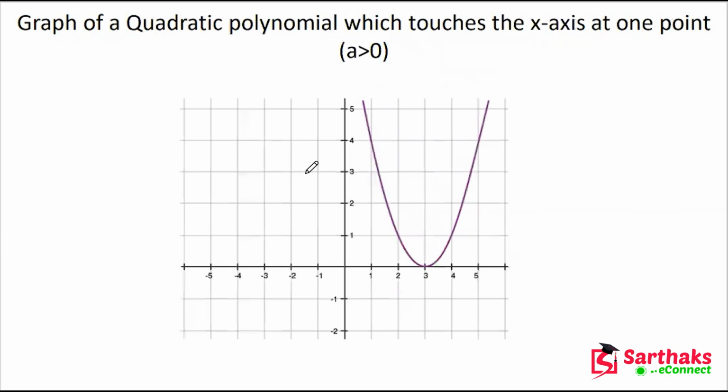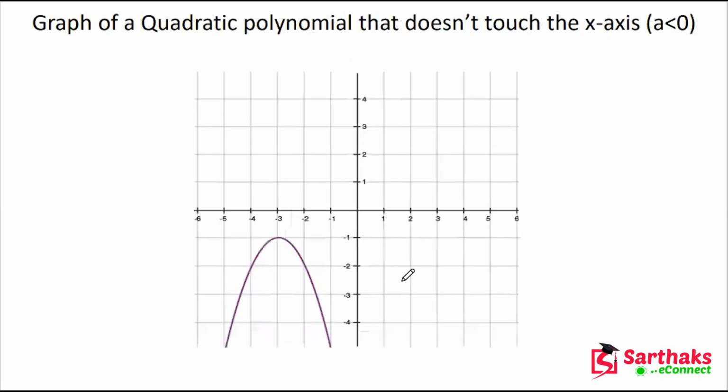Now listen to me very carefully. This is the graph of a quadratic polynomial which touches the x-axis at one point. Okay, and this is the graph of a quadratic polynomial that doesn't touch the x-axis. Here a is less than 0.